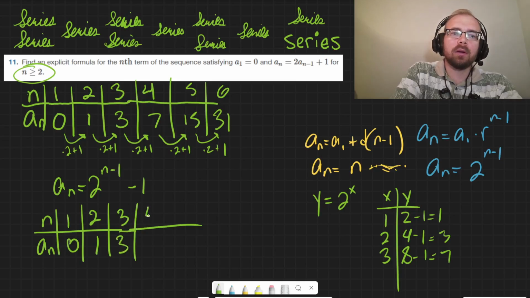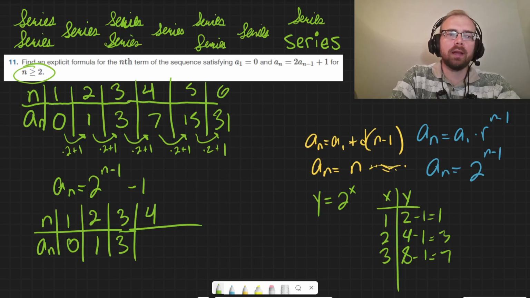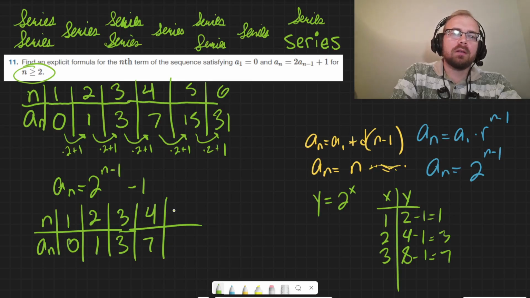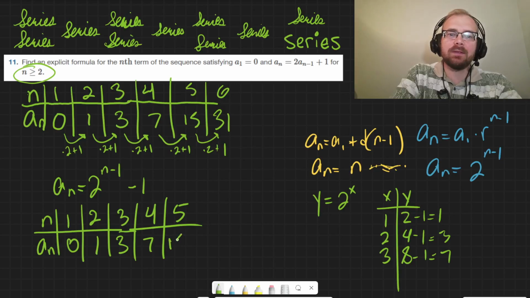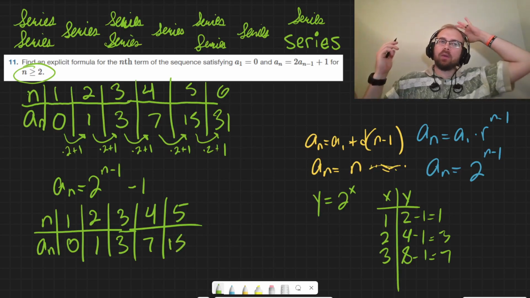All right, let's keep going and make sure the pattern keeps holding. Plug in 4: 4 minus 1 is 3, 2 to the third power is 8, 8 minus 1 is 7. Let's do one more. Plug in 5: 5 minus 1 is 4, 2 to the 4th power is 16, 16 minus 1 is 15. Okay, I think we're good here.